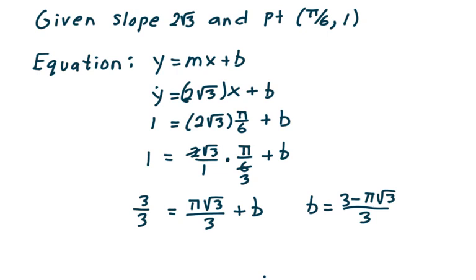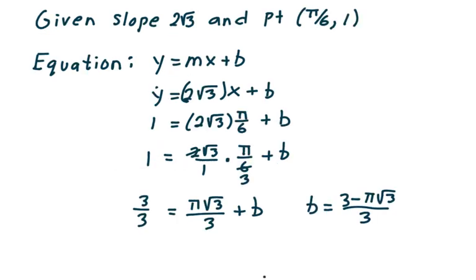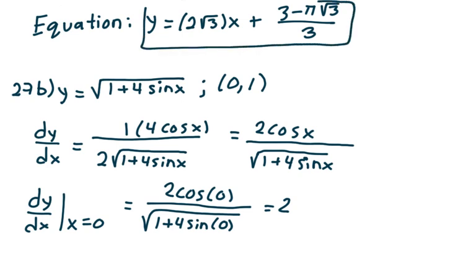I'm done. So here's the equation. We get y equals 2 square root of 3 times x plus, and let's remind ourselves what b is. It's 1 minus pi root 3 divided by 3. And that's how we do 27a.